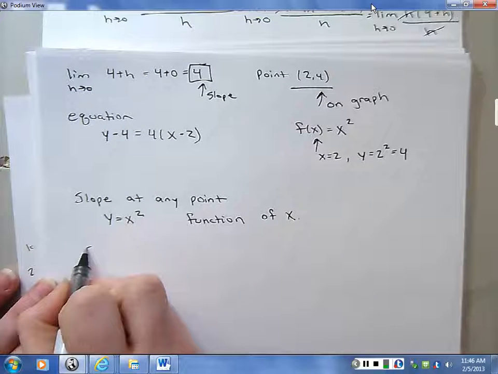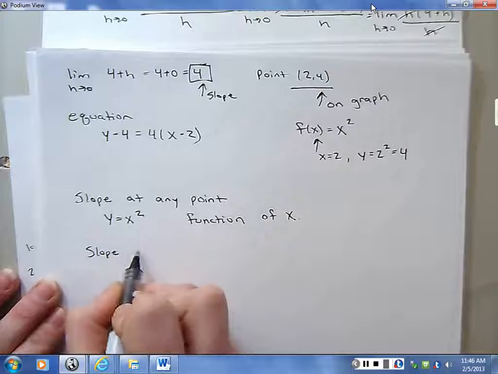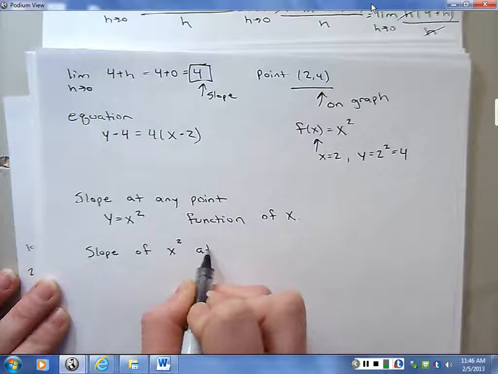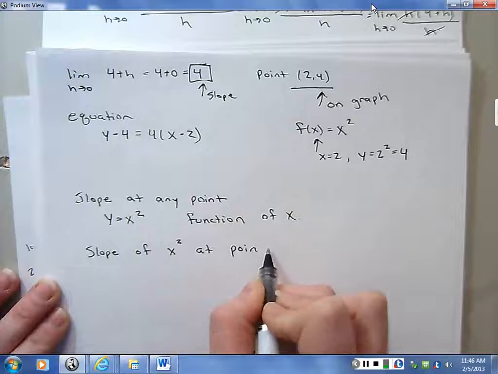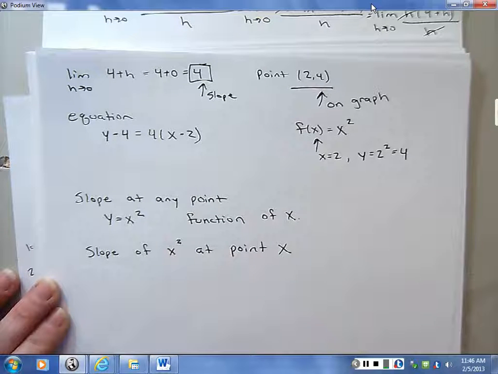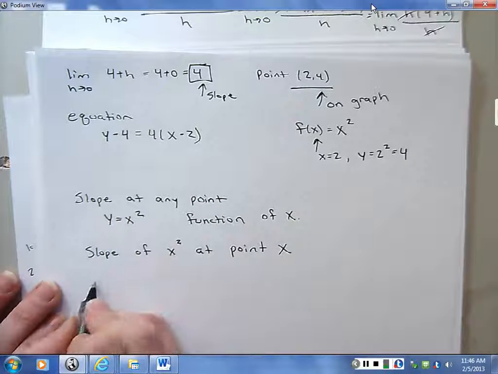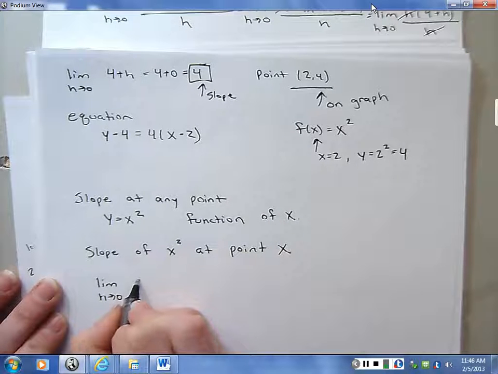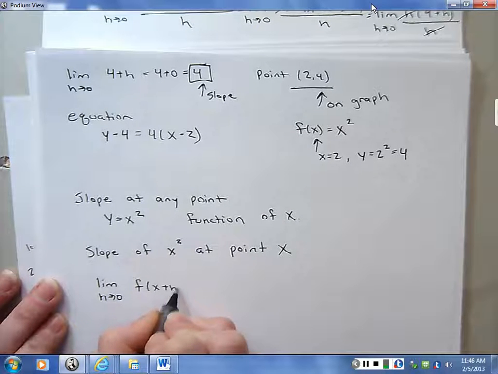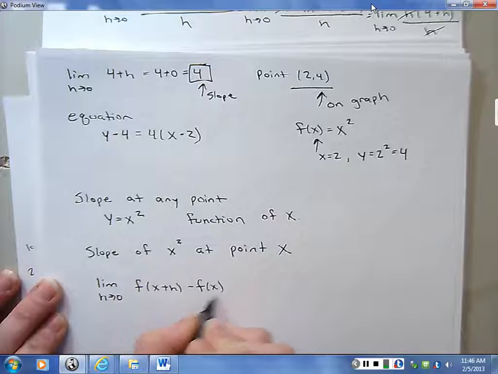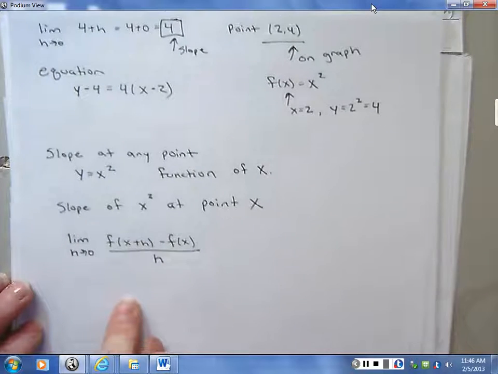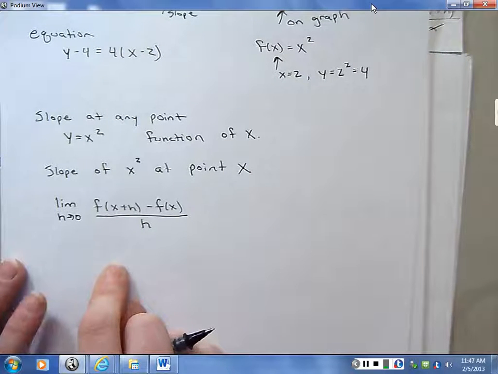So let's find the slope of x squared at the point x. So if I do that, I have the limit as h goes to 0 of f of x plus h minus f of x over h. This is the difference quotient, right? You guys did that on that quiz. Is everyone kind of following me?